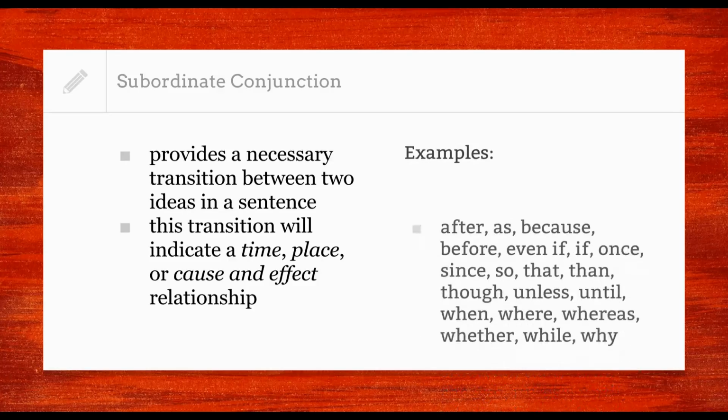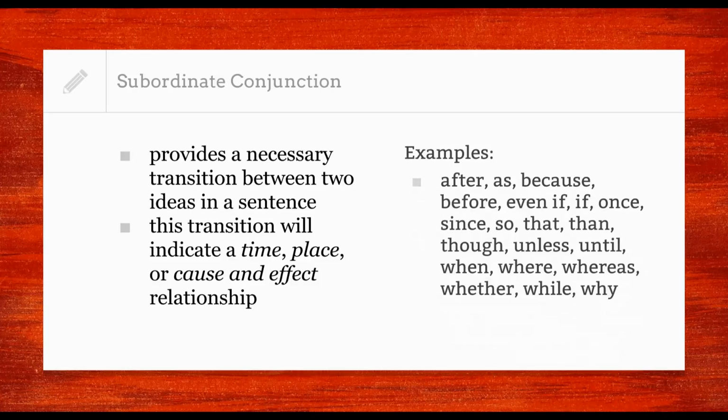So here are some examples of subordinate conjunctions. After, as, because, before, even if, once, since, so that, than, though, unless, until, when, where, whereas, whether, while, why. Those are just some examples of subordinate conjunctions.